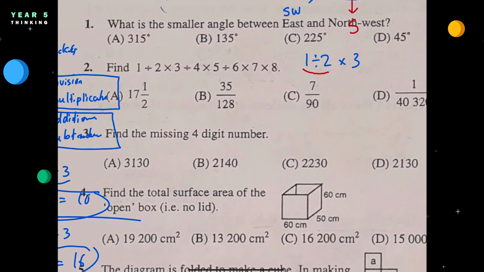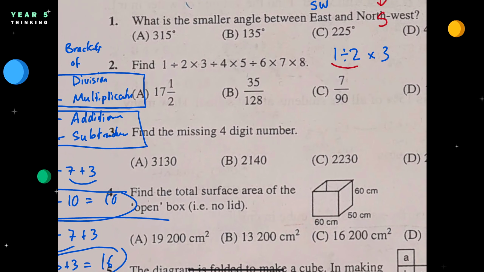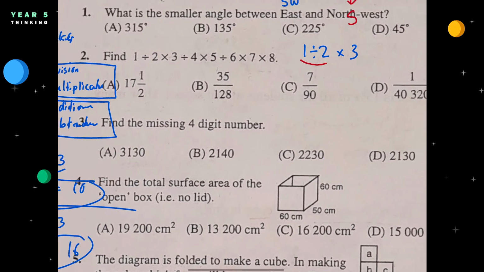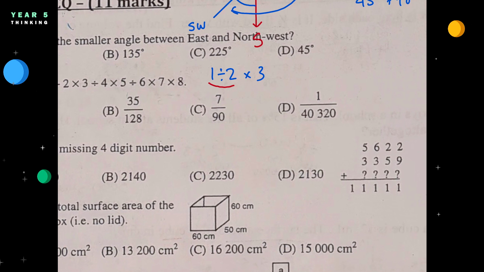Okay, I'll just do it here then. So 1 divided by 2 is just a half. Now you times it by 3. 3 is a whole number, so it'll be 3 over 1. So now you just have 1 times 3 is 3, and 2 times 1 is 2. So now you get this.